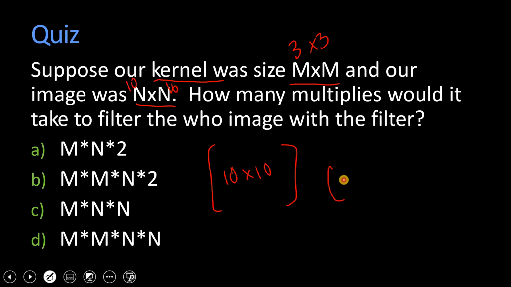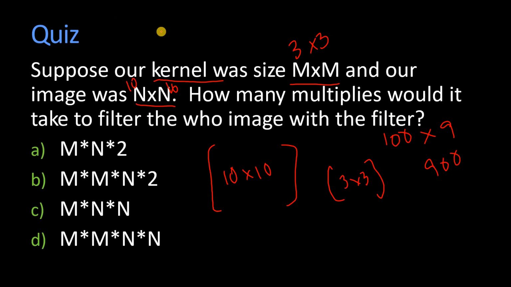And the mask is 3 by 3. So overall, how many multiplications you will do is that you will take this 3 by 3 mask and you will move it on the whole image one by one. And practically how many multiplications you will do is, you will do 10 multiplied by 10 multiplied by 3 multiplied by 3. You will do 900 multiplications.